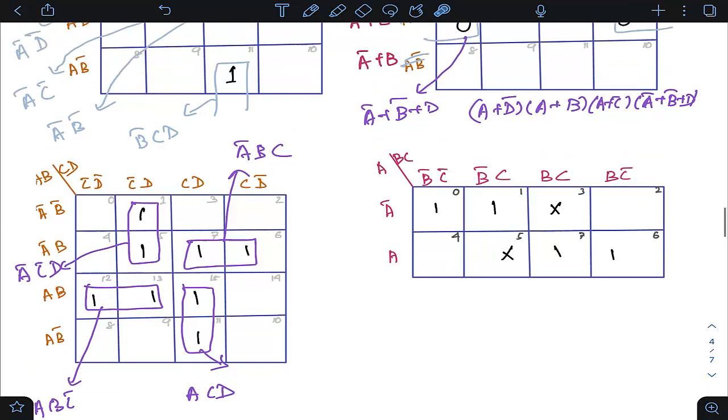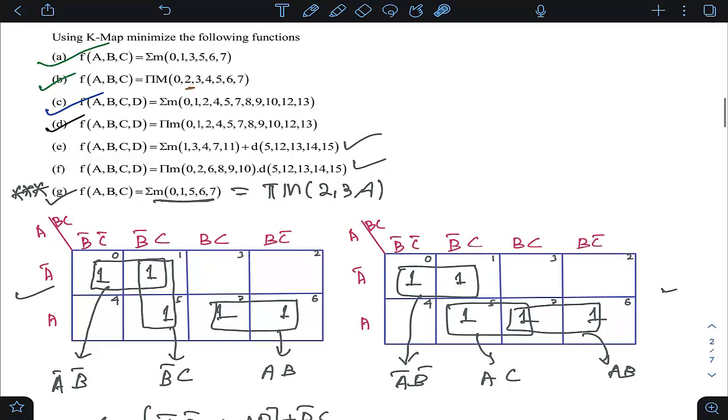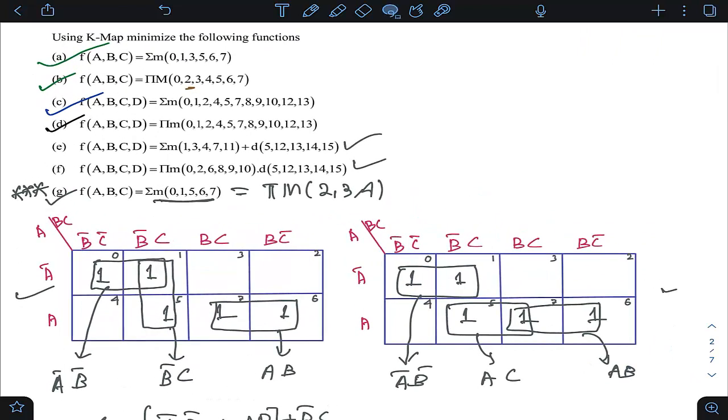Okay, fine. Now let us solve the questions which are with respect to don't care. So here with respect to don't care, these are two questions I have taken. Let us try to solve them.